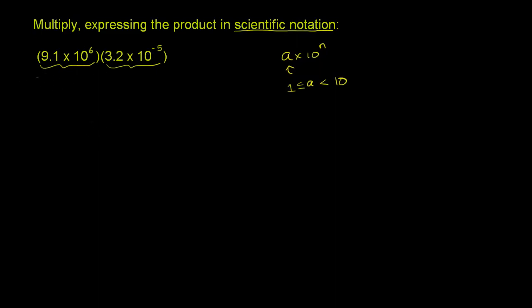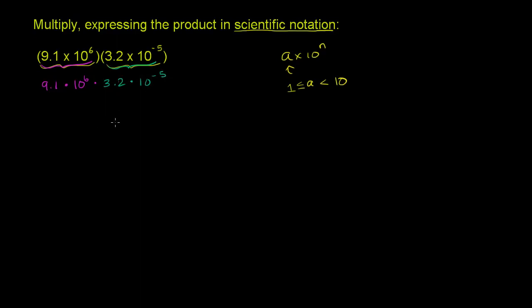This over here is just the exact same thing as 9.1 times 10 to the 6th times 3.2 times 10 to the negative 5th power. Let me write it all with a dot notation to make it a little more straightforward.